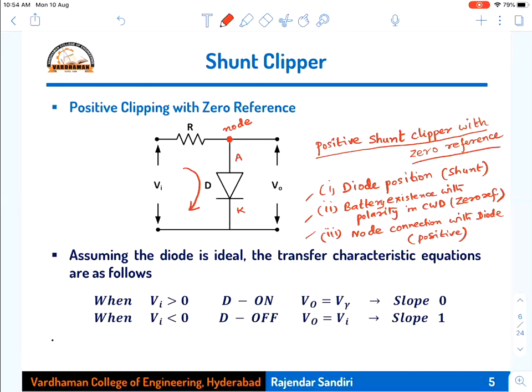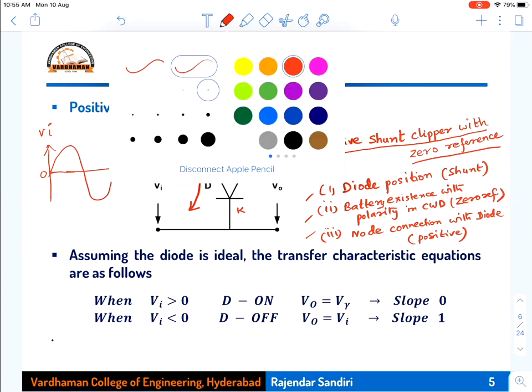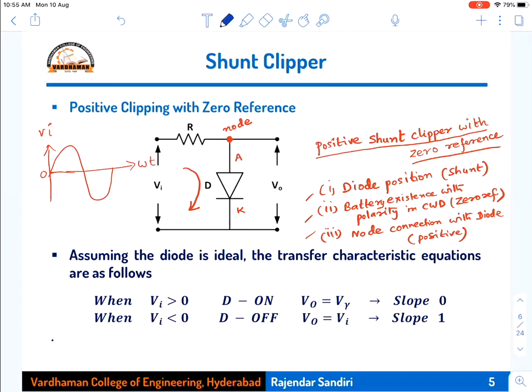Now Vi is the sinusoidal waveform, right? Input is sinusoidal waveform like this. Omega t, and it is Vi. Now it is taking positive direction and negative direction. Okay, cool. Now input keeps on increasing. What happens to the diode? So the input is increasing in the positive direction, like this.